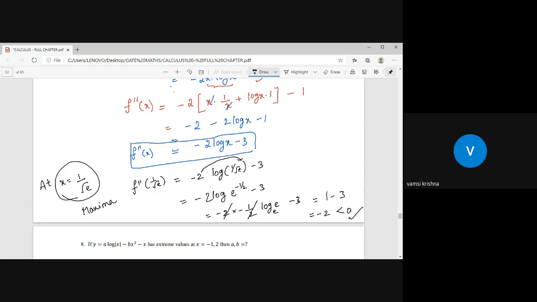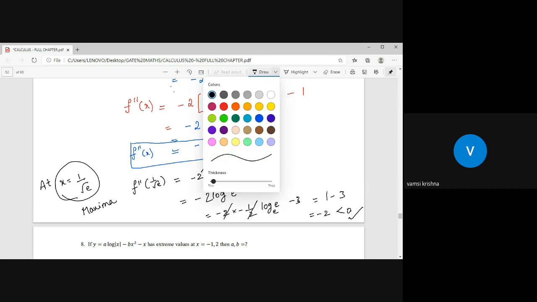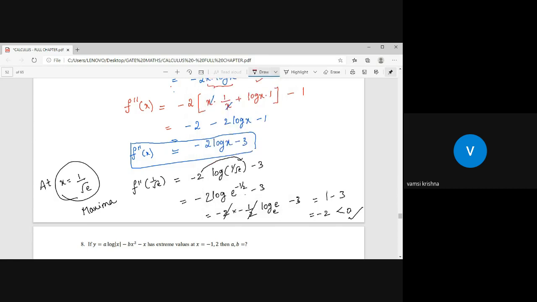I got negative, so it has maxima. Final result is maxima. Here you know the formula. I used a formula: if you have logarithm of a power, log of a to the power x, you can write x into log a. This is the simple formula I used, and minus 1 by 2, I just taken forward.